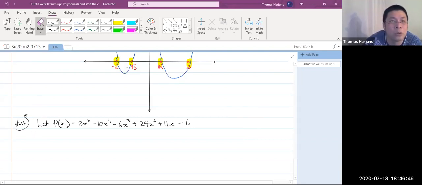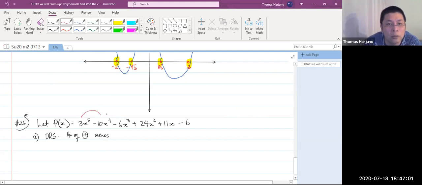Okay, so let's see what the Descartes' rule of signs says. Number of positive zeros: one sign change, nothing, two, nothing, three. One here, another one here, another one here. So the number of positive zeros will be 3 or only 1. Okay, now how about the number of negative zeros?